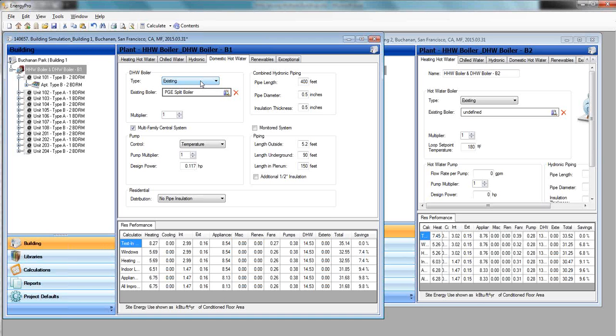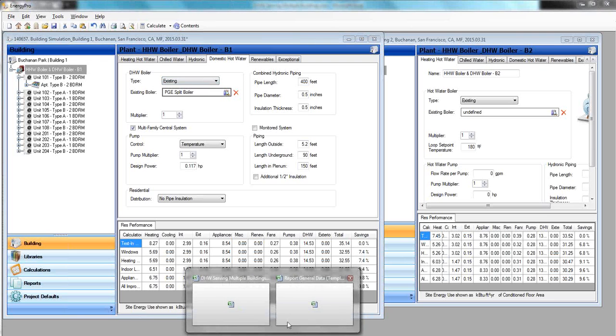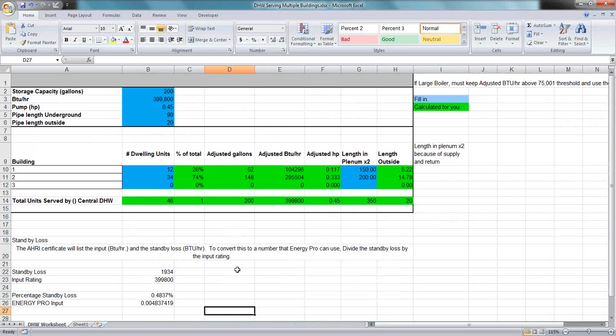If you have more questions specifically about this issue, you can feel free to contact me or any one of us here at TRC, and we can work with you on your specific project. The spreadsheet that Kyle was showing before was really for projects that have one domestic hot water system serving more than one building. In that instance, you would have to split up the efficiencies and the sizing of the system accordingly. But like I said, if you have more questions about your specific scenario, please contact any one of us here at TRC.